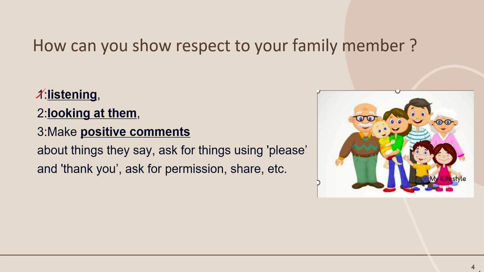These ways include: number one is listening. I suggest that you must listen to your family members and give more value to them, because your family members are the key members of your life. The second one is looking at them. The third suggestion is the most important: make positive comments about things they say.